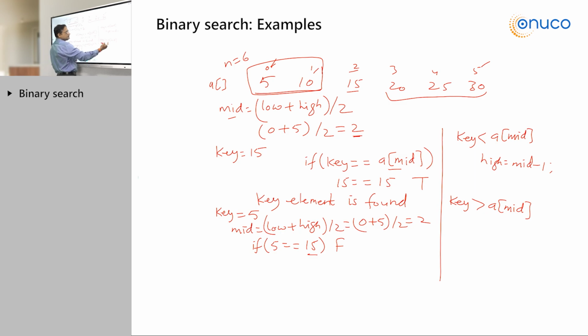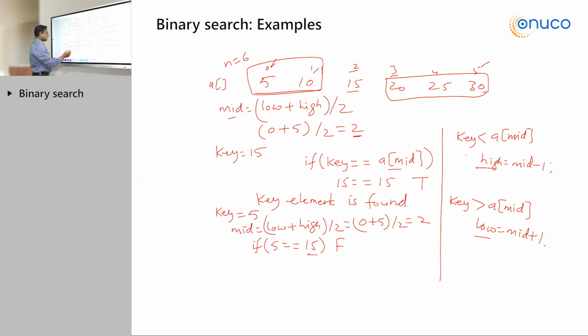Remember that if key is greater than A of mid, in the second part, high remains high, but the low part in this array is changing. What will be the low? Low we are going to write as mid plus 1. So this is very, very important in the case of binary search to find the proper index. In the case of key greater than A of mid, find the low index. Key lesser than A of mid, find the high index. So high will be mid minus 1, low is mid plus 1. If you do so, we are able to perform the task properly.